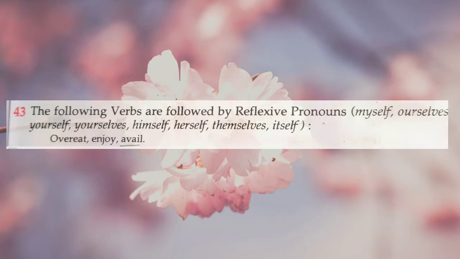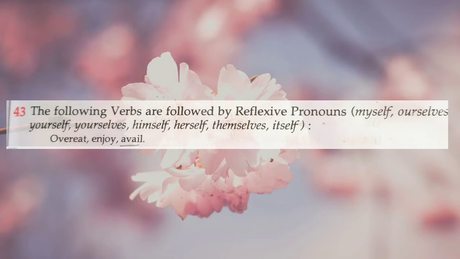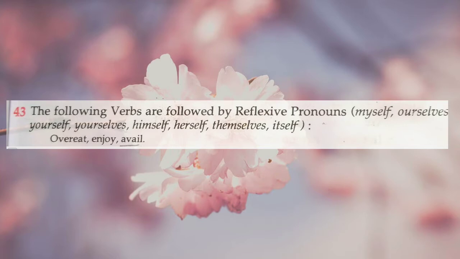Now rule number 43 says the following verbs are followed by a reflexive pronoun. Remember our reflexive pronouns: myself, ourselves, yourself, yourselves, himself, herself, themselves, and itself. So when we have these verbs, overeat, enjoy, or avail, this kind of verb, we will use a reflexive pronoun. For example, he overate himself and fell ill, or we enjoyed ourselves, or you should avail yourself of this opportunity. So anytime when you see this verb, you must think of using a reflexive pronoun after that.